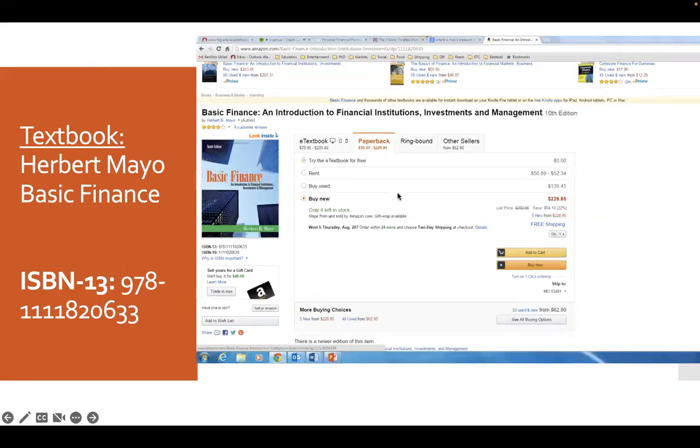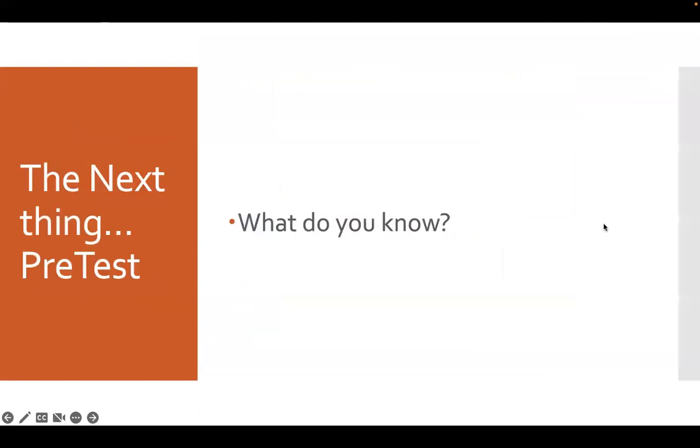So here's our textbook. I apologize if you bought the older version of it, but that's fine. I have a copy of that with me, as well as the newer copy that I referenced in our syllabus. Each are fine. I do follow the units fairly closely because I like the way that Herbert Mayo sets it up.